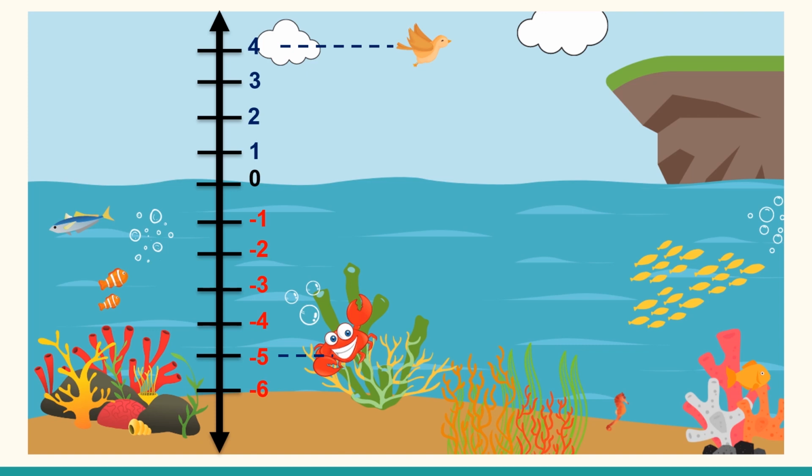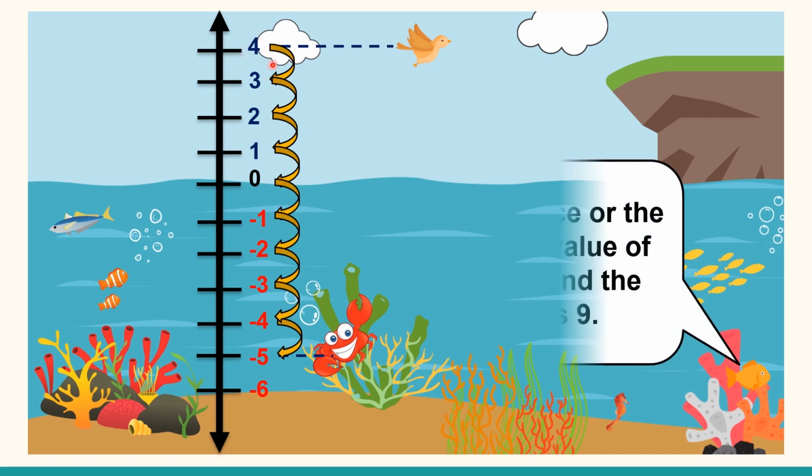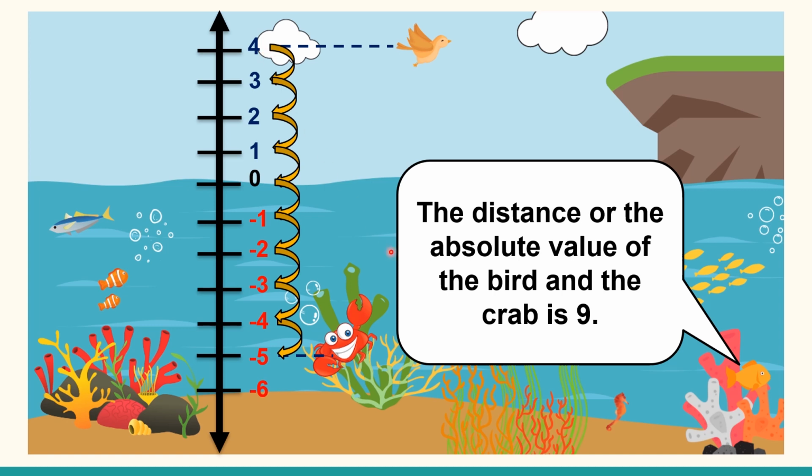What is the distance between the bird and the crab? Very good. The distance, or the absolute value of the bird and the crab, is 9. From 4 where the bird is to -5 where the crab is, the distance is 9. Muli, mula sa 4 kung saan naroon ang ibon hanggang sa alimango na nasa -5, ang layo ng pagitan ng mga ito ay 9.